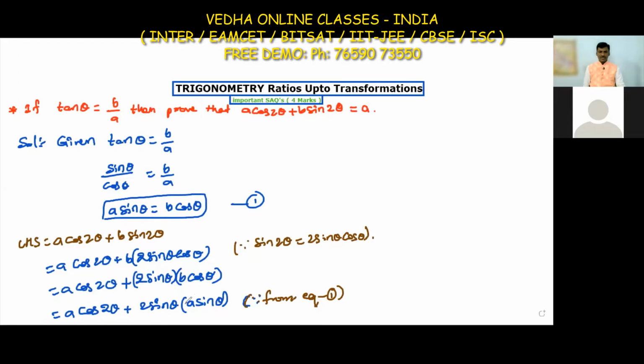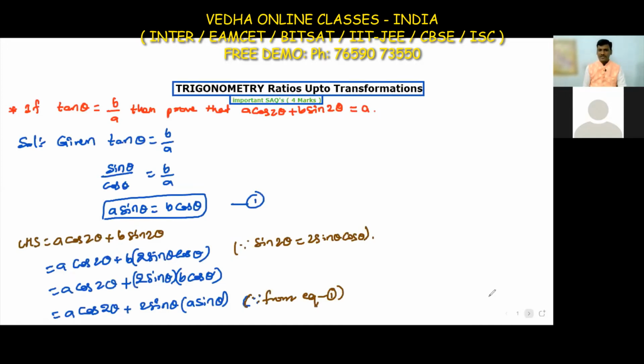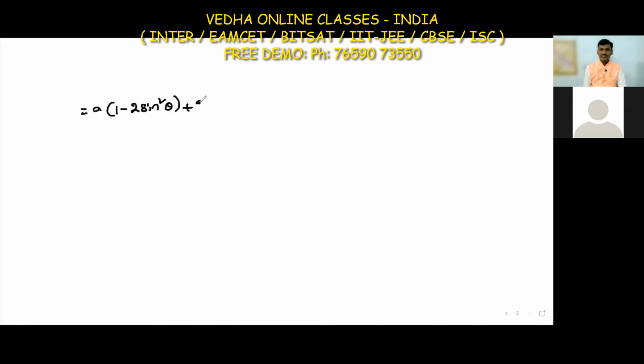Okay, so now if you multiply sin theta into sin theta, we are getting sin square theta. And cos 2 theta also we have the formula in terms of sin only, in terms of cos only. Apply the formula in terms of sin, complete sin. So a into cos 2 theta we can write as a into 1 minus 2 sin square theta, plus 2a sin theta into sin theta, that is 2a sin square theta.